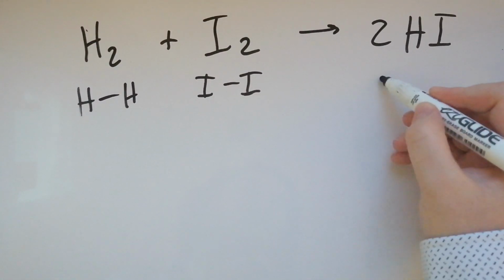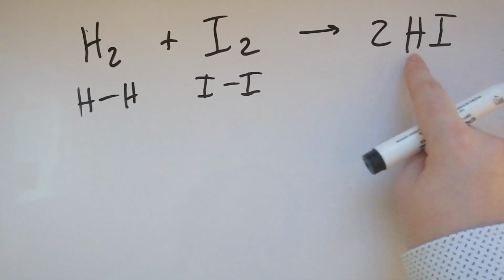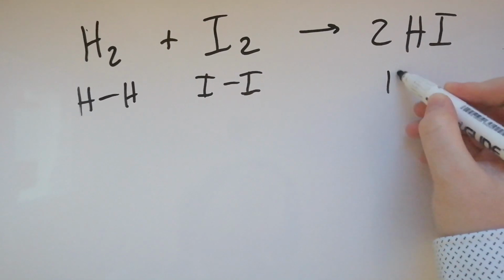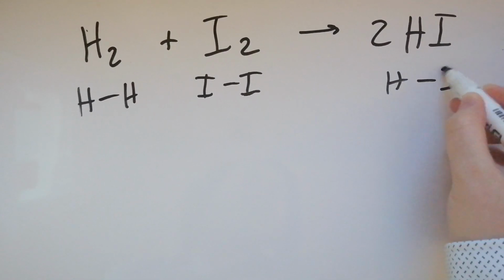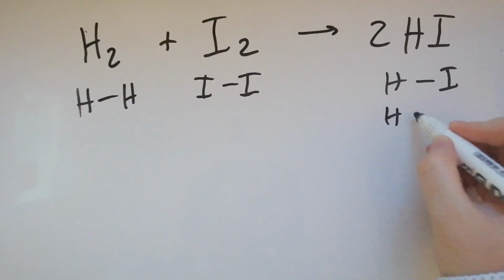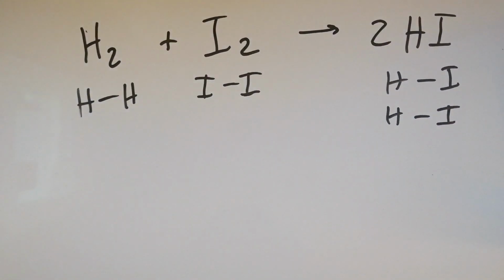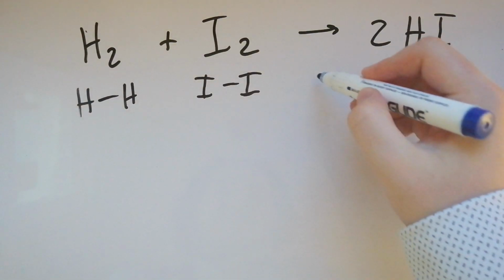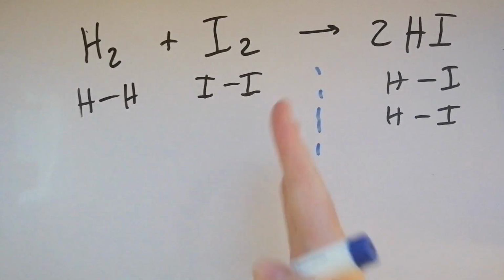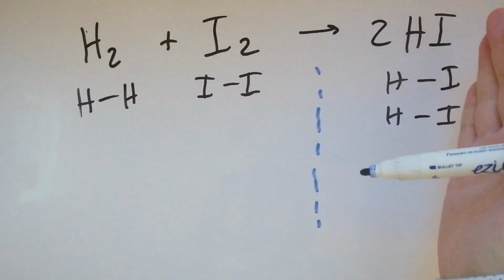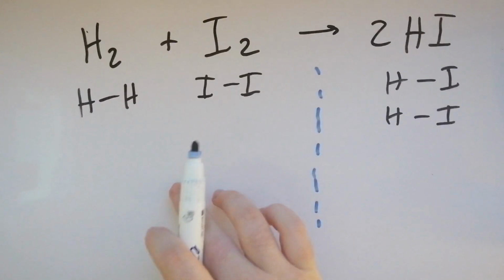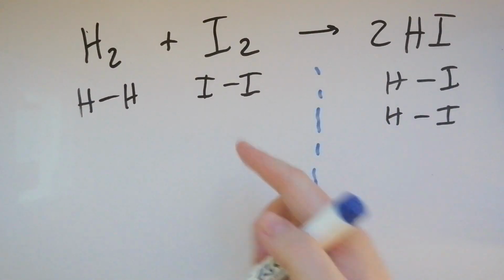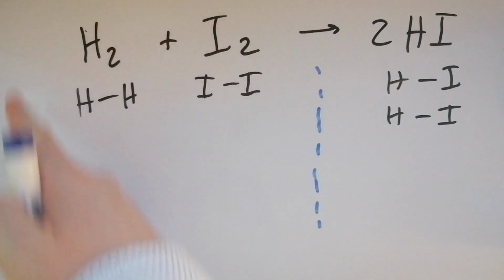And the products, we have two molecules of HI. So we have one HI and another HI. Okay, so in this instance, what I like to do is to divide the reactants from the products. So this is a better way for you to calculate each one. So let's start with the reactants.